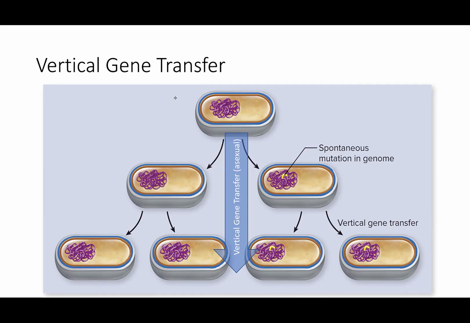So now let's get back to prokaryotes. Prokaryotes are basically haploid. They have 1 chromosome and they only have 1 copy, so they are haploid to begin with.